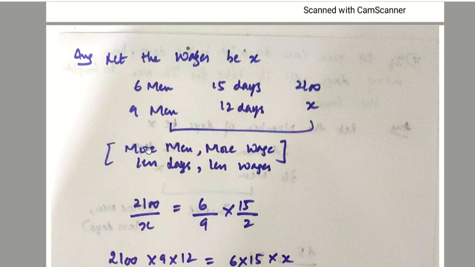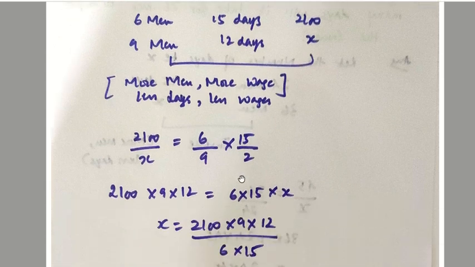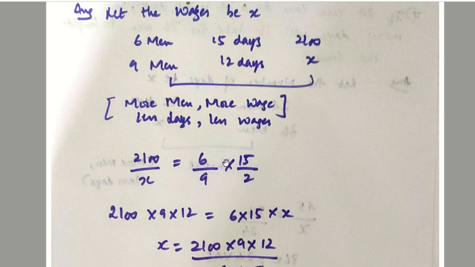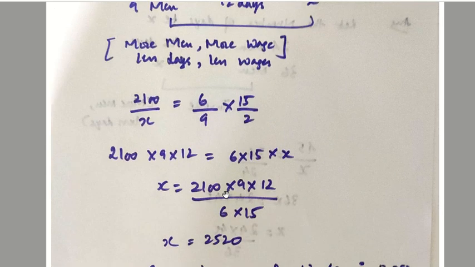So basically it is a proportion. If more men work, more wages obviously, so which is in direct proportion, and less days means less wages, that is also in direct proportion. So 2100 divided by x is equal to 6 by 9 into 15 by 12.